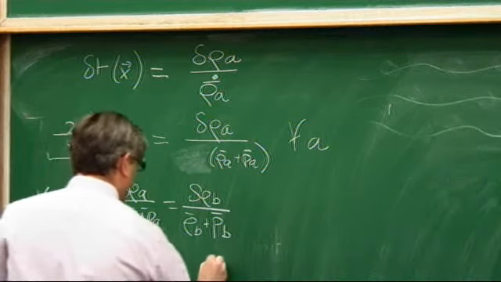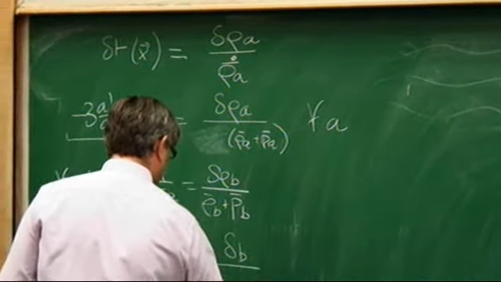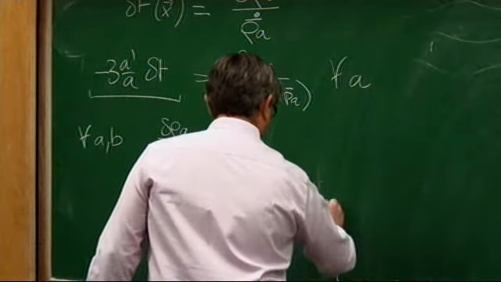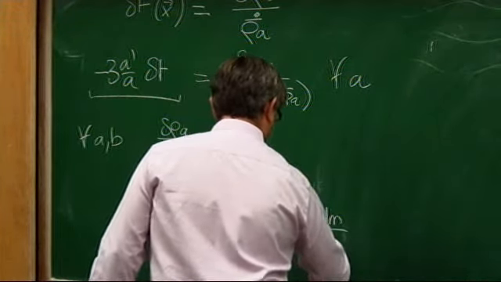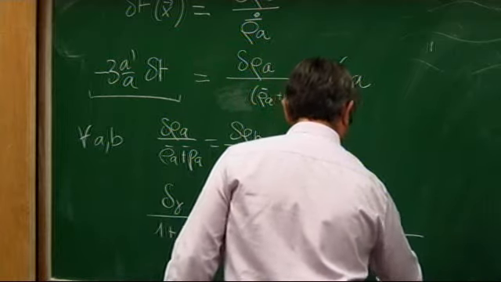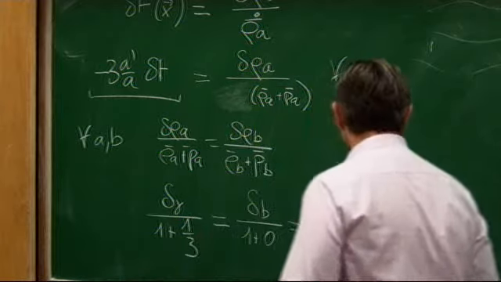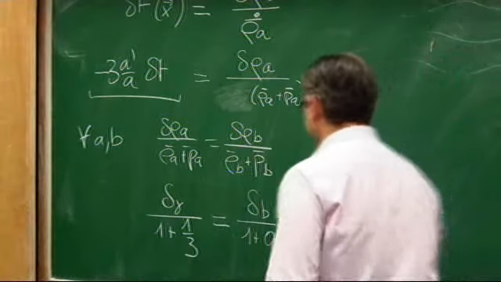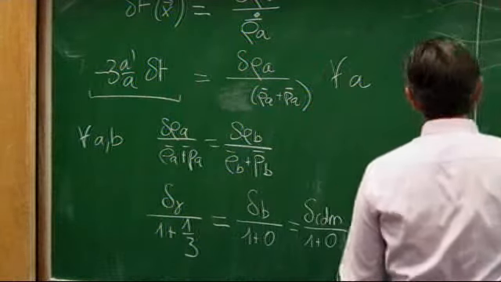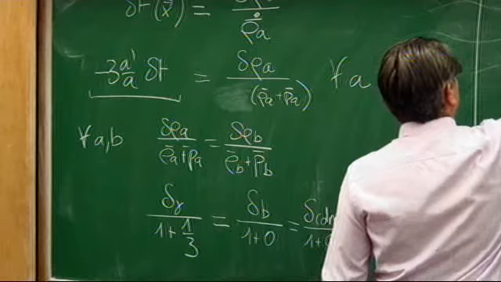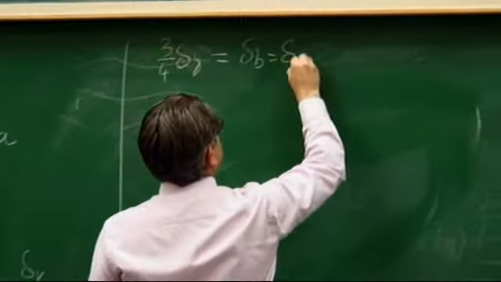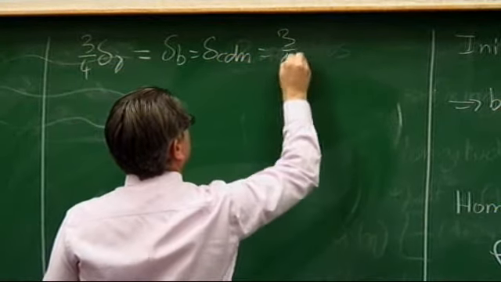This will be equal to the same for baryons, especially that now the equation of state is 0. CDM is also non-relativistic. If I want to have neutrinos, they are relativistic. They have an equation of state of 1/3. So this is 4/3. So this shows that if these conditions are satisfied, I should start from 3 over 4 delta gamma is equal to delta B is equal to delta CDM is equal to 3 over 4 delta nu.